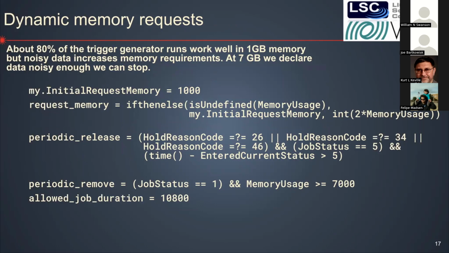There's one other thing that is worth mentioning. The Omicron process itself will process about 80 to 90% of its input data using 1 gigabyte of memory. But as the noise increases and the number of triggers increases, that grows. I don't know what an upper limit is, but when it gets to 7 gigabytes of memory, we just declare the data is so noisy that nobody cares. So this is how we do that. We define an initial memory request. I will leave the lack of units on this one as a difference between the submit language and the class ad language. But we cannot put a unit on this. And then our request memory looks like this.